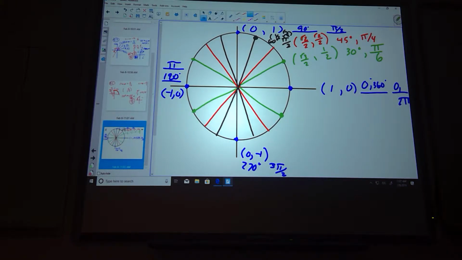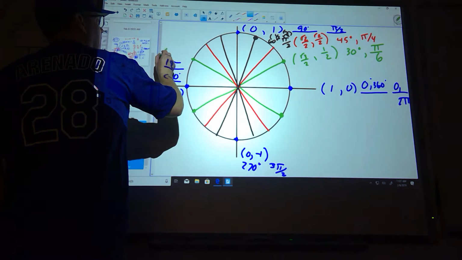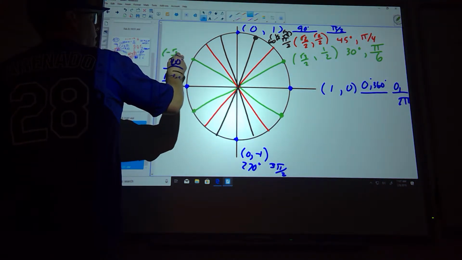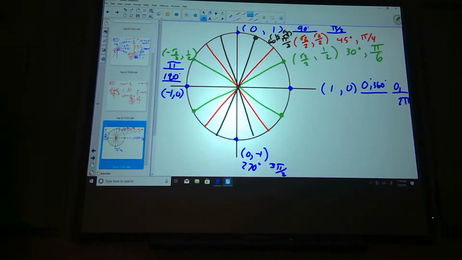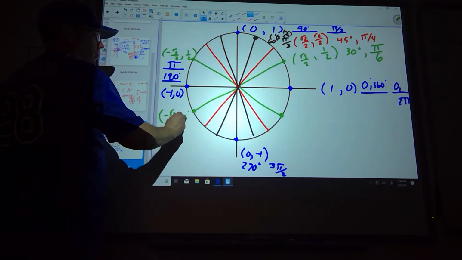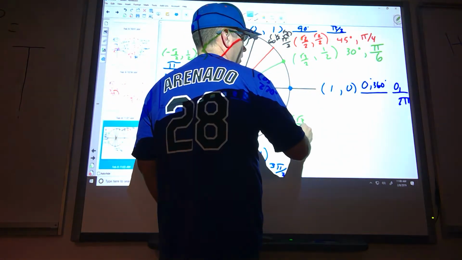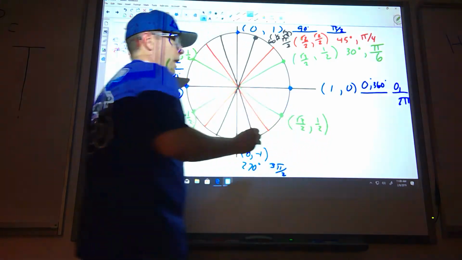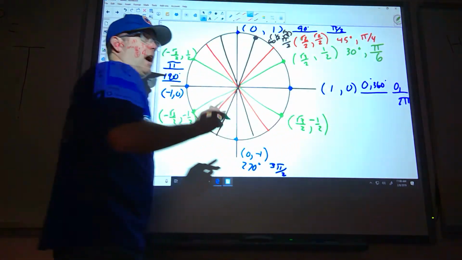Okay? So this over here is negative root 3 over 2, comma half. Okay, agreed? Yep. This one down here, they're both negative. This one over here, the y component's negative. Okay? I forgot one. Sorry. All right, now.